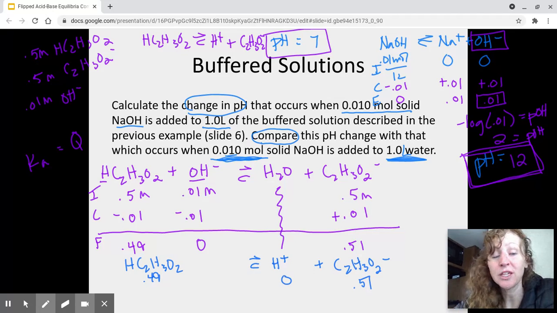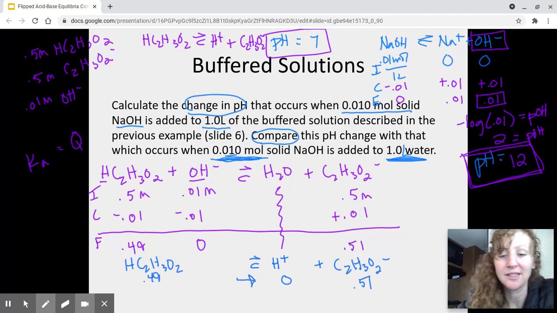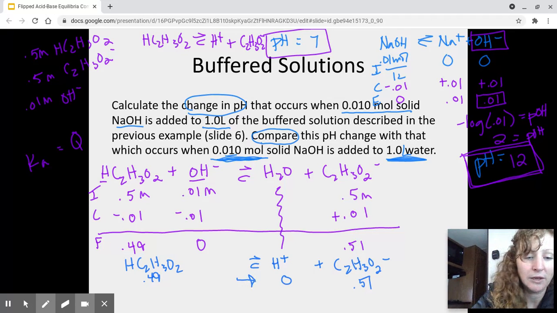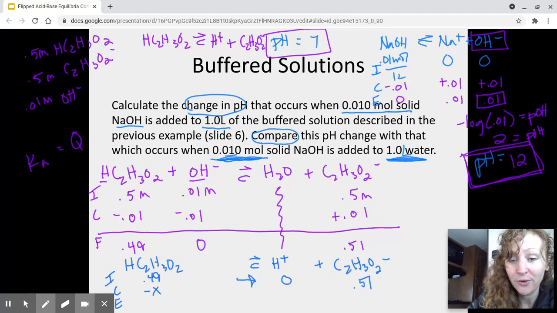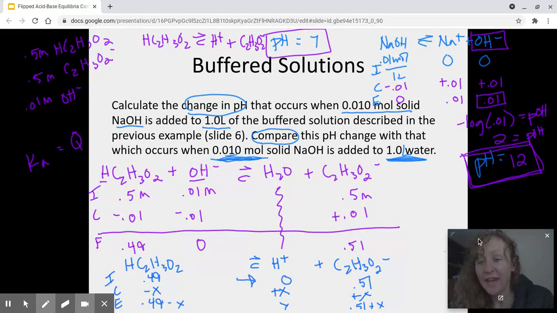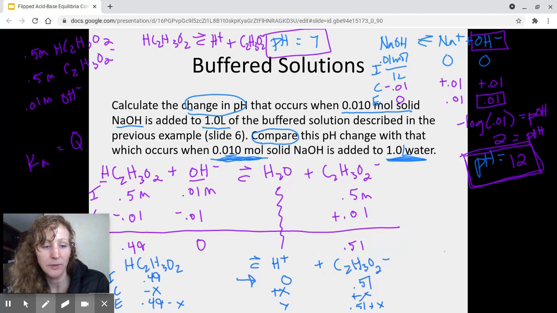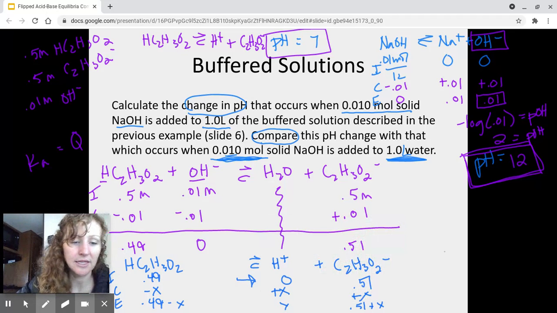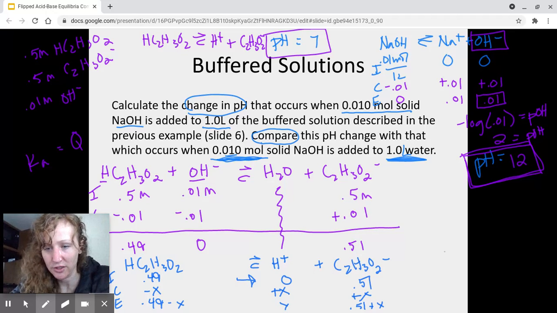So is my Q equal to Ka? No, it's not, which means I need to run this again to equilibrium. So ICE. What's my change? I don't know. I only have weak things present. 0.49 minus x, 0.51 plus x. Okay, so now we're in a familiar place. Let me move myself over so I can plug this in to the K equation.